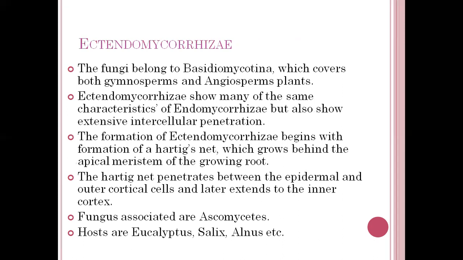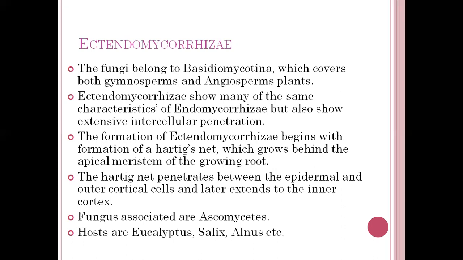Ectendomycorrhizae share the features of endomycorrhizae and ectomycorrhizae. The fungi belong to Basidiomycotina, which covers both gymnosperm and angiosperm plants. Ectendomycorrhiza show many of the characteristics of endomycorrhizae, but they also have extensive intercellular penetration. So like ectomycorrhiza, they form the Hartig net, and also like endomycorrhiza, they form the coils inside the cell.